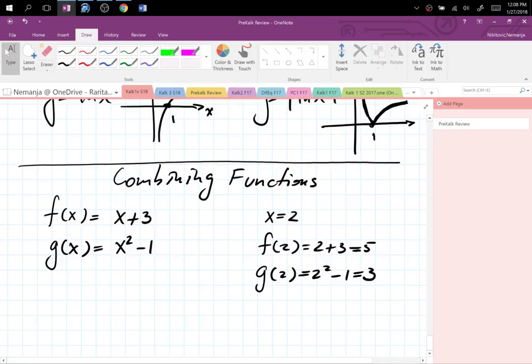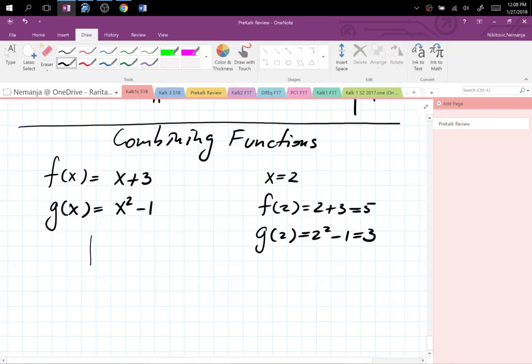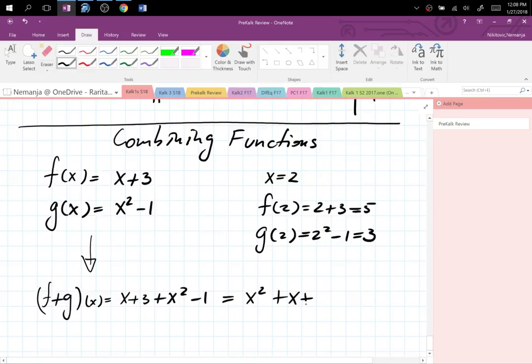The key point here is that you are getting numbers at the end. So in some sense, this function represents a number. Now what can I do with 5 and 3? I can add them, I can subtract them and multiply and square, and I can do a whole bunch of operations with 5 and 3. So what I can do here is say f plus g, I can add these two functions. And if I add these two functions, I will get x plus 3 plus x squared minus 1 to give me x squared plus x plus 2.